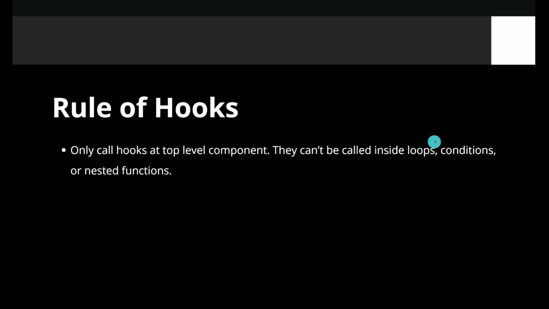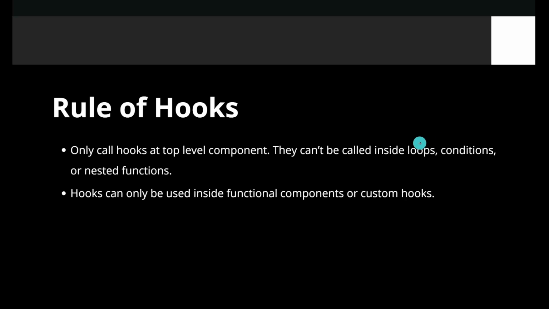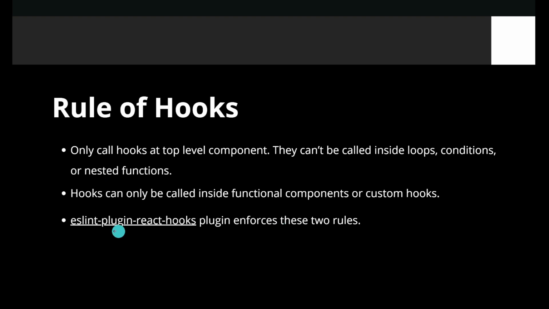All right. Now the second rule says that the hooks can only be used within functional components. That was the intent of creating the hooks in the first place. And the second place is within custom hooks. In a future video, we'll see how to create a custom hook. There is a plugin known as ESLint plugin React hooks, which enforces these two rules. It comes installed with Create React App.